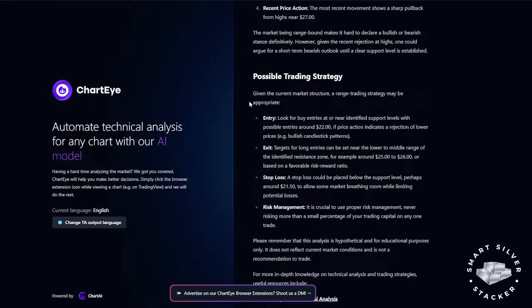Possible trading strategy: given the current market structure, a range trading strategy may be appropriate. So this is similar to the recommendations from the last analysis, basically saying you could short silver near the top of the range, buy it near the bottom. They're around $22 or so. Anyway, this is, again, just hypothetical. Now, we could do one more chart, I guess.